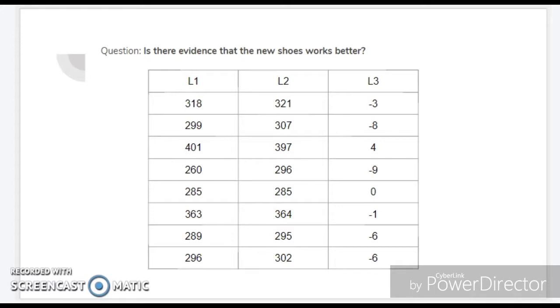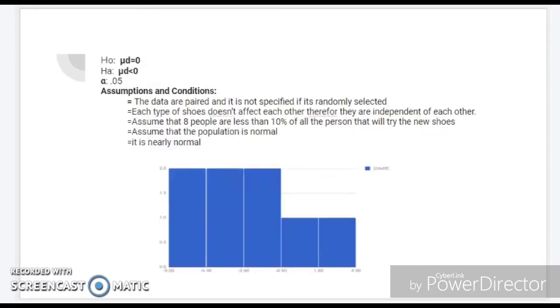This is how we put it in the calculator. L1 is the new shoes, and L2 is the track shoes, and L3 is the difference between the new shoes and the track shoes. So our null hypothesis is that mu of the difference equals 0, and the alternative hypothesis is that mu of the difference is less than 0, and our alpha level is set at 0.05.